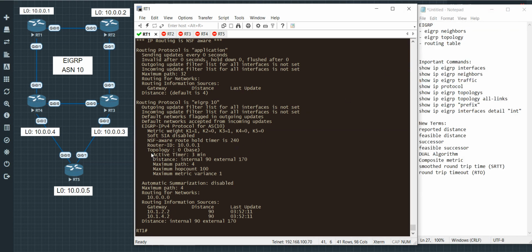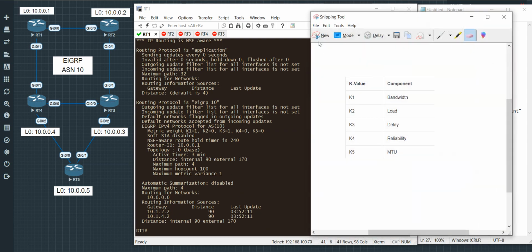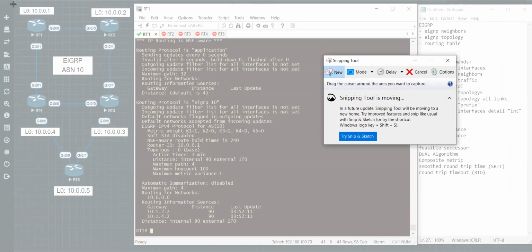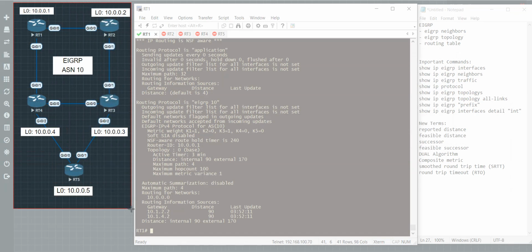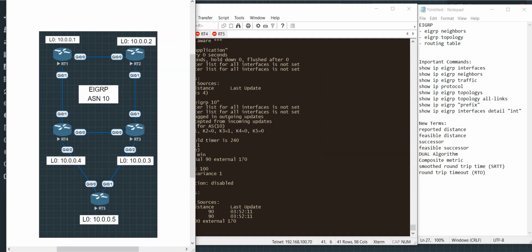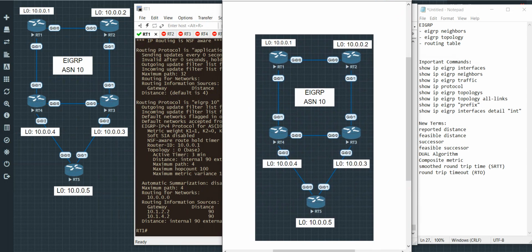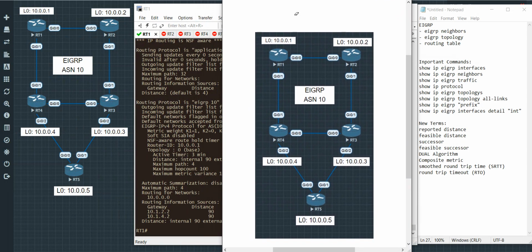The next section we're going to look at is the topology section here. There are quite a few items here. The first one is the active timer, and it's set to 3 minutes. This particular active timer refers to the stuck in active timer. And stuck in active is a scenario that a router may run into when it's trying to refresh its routing table.